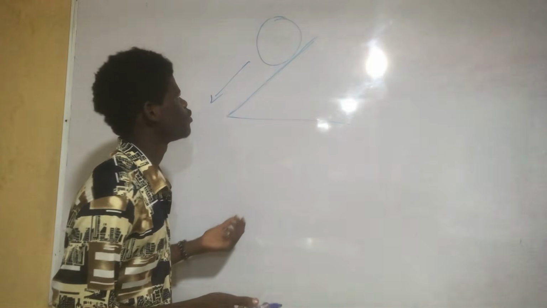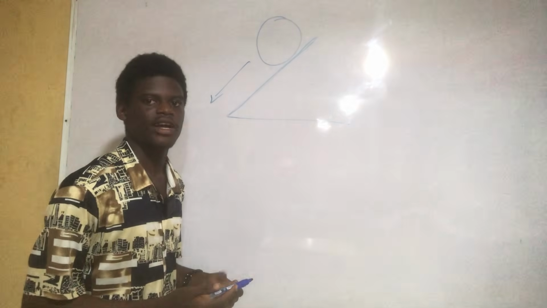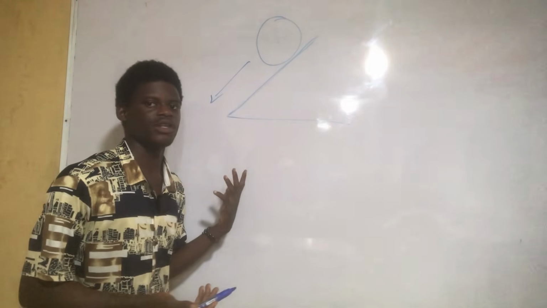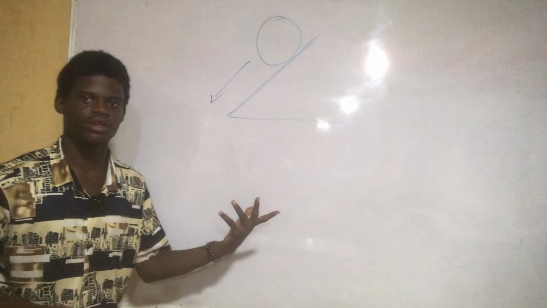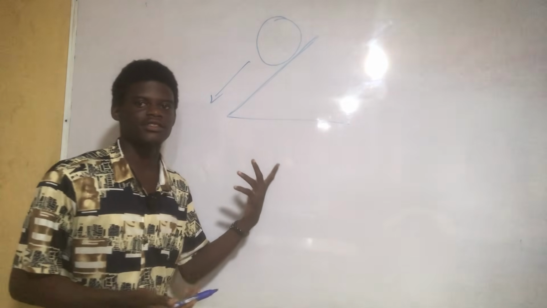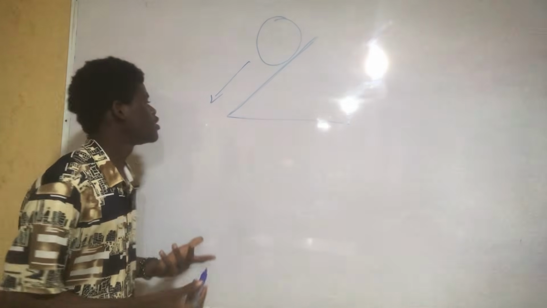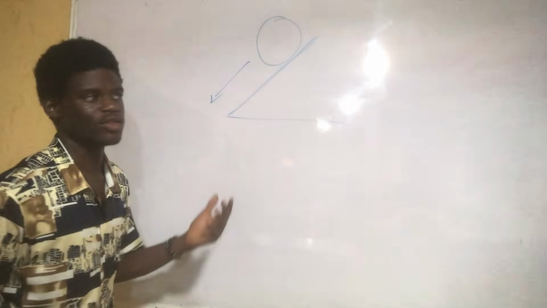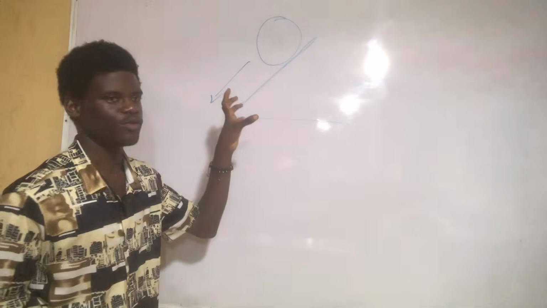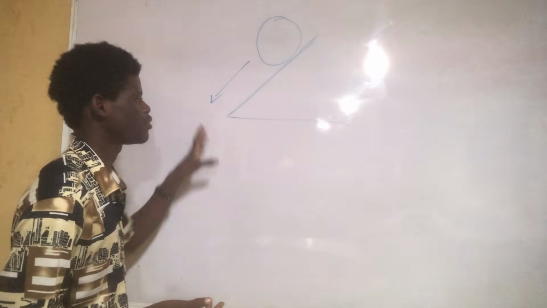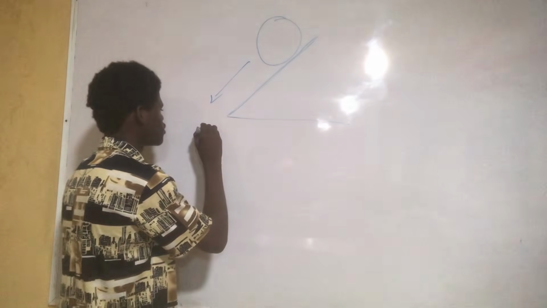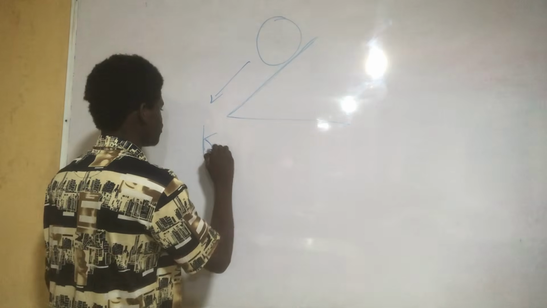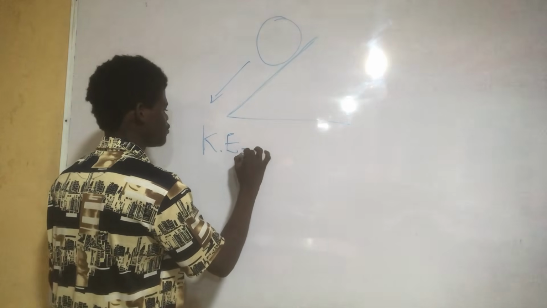So since it is undergoing translational and rotational motion, to find the kinetic energy of this body moving, we need to find the kinetic energy of the translation and the kinetic energy of the rotation. So the total kinetic energy will be the kinetic energy of the body itself rolling down the inclined plane.